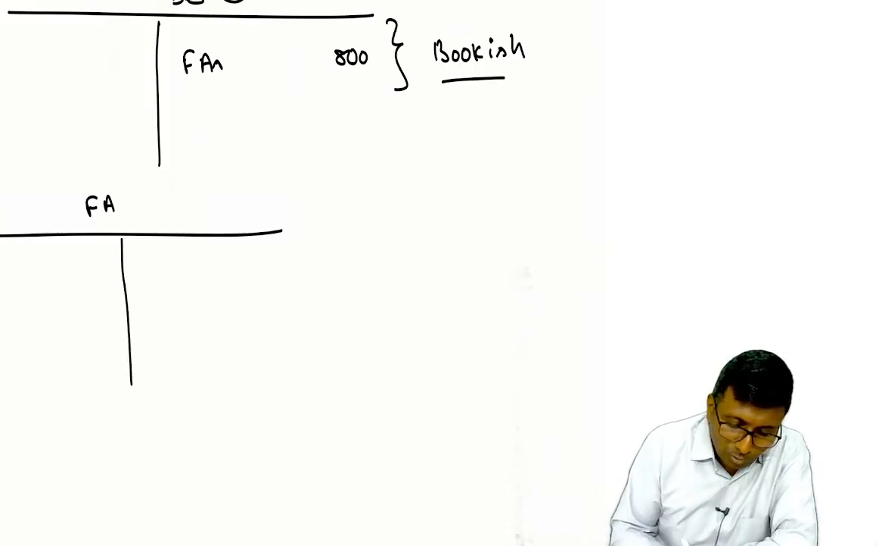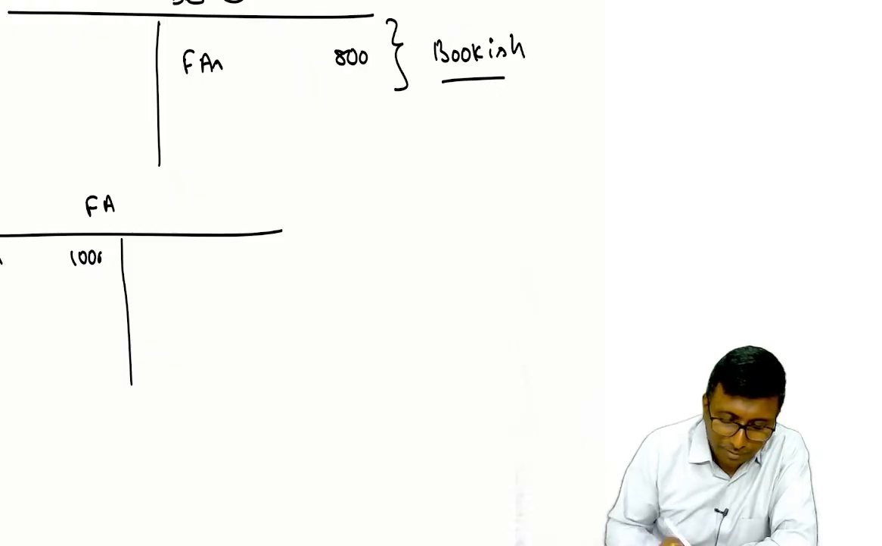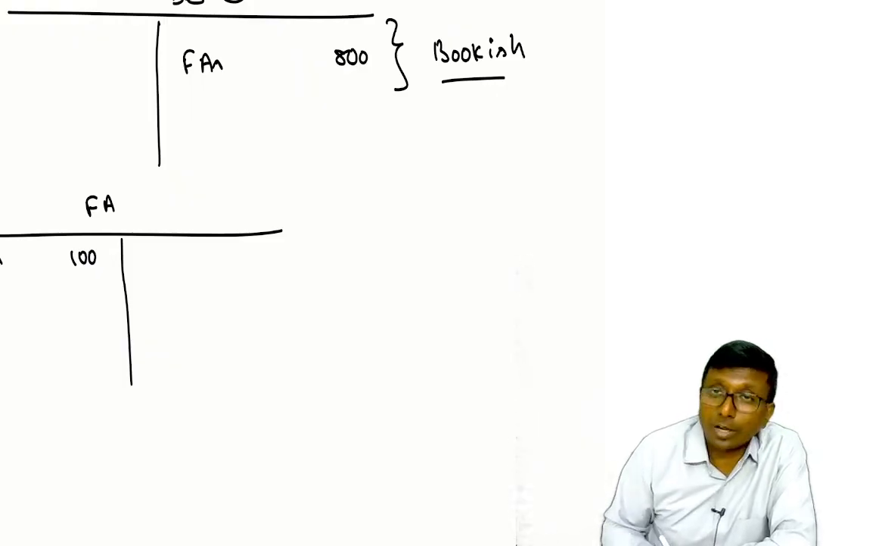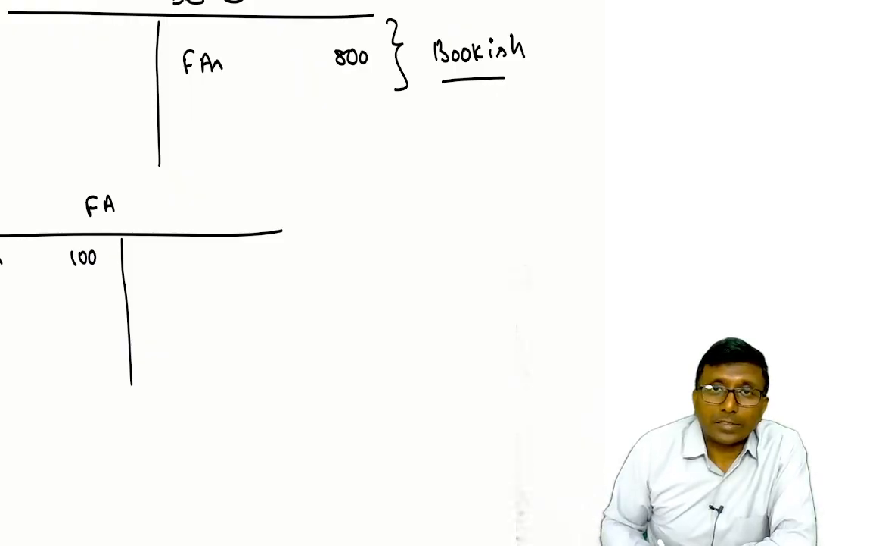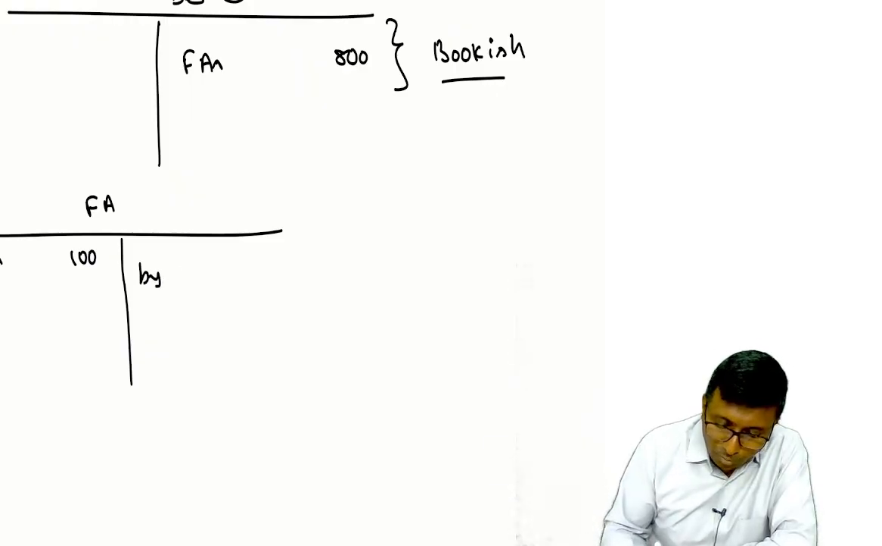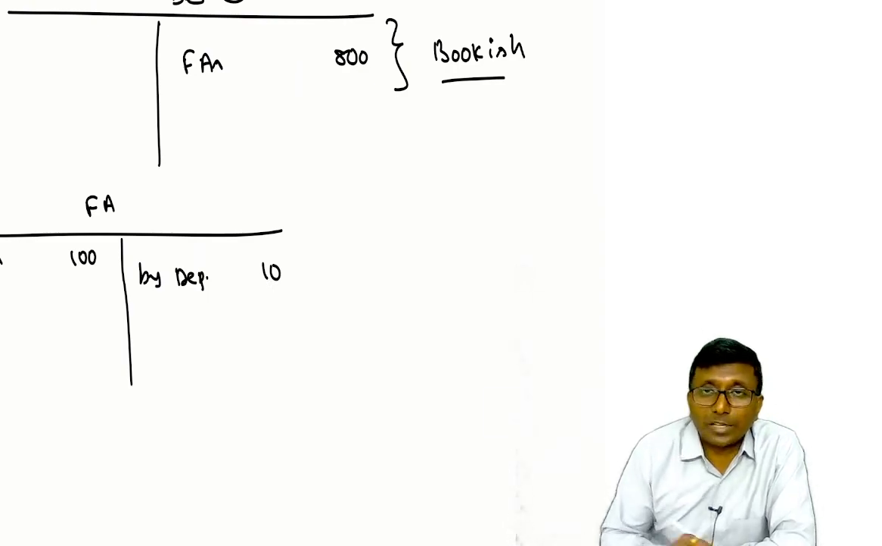When you have bought, you said 2 cash. How much number? 100. Correct? Yes. How much number you got it, my dear? 100 rupees you got it. Excellent, sir. Now, depreciation, what did you do? How much is the depreciation? 10. So, 100 minus 10 is equal to 90.